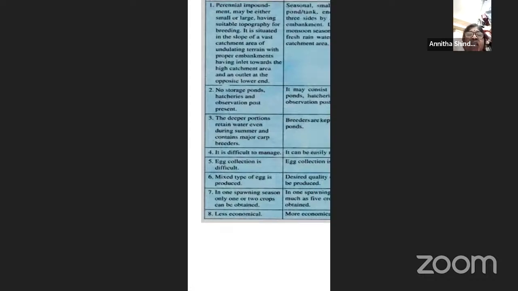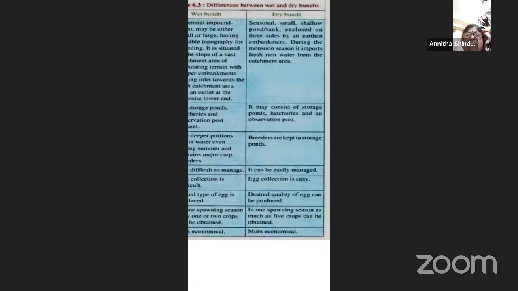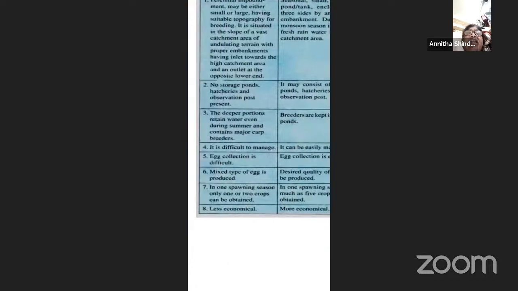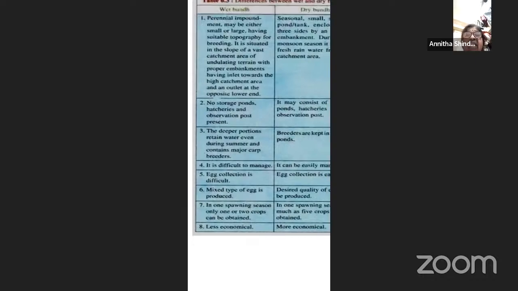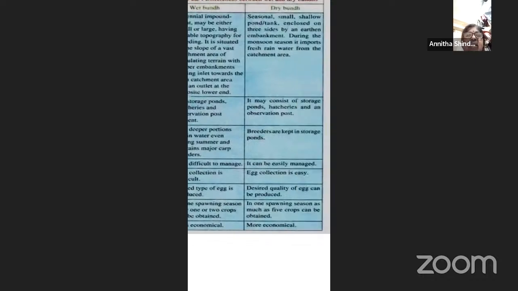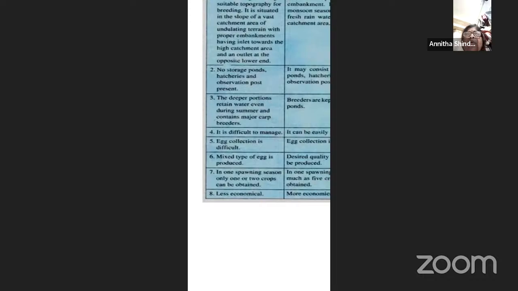Which one? Your wet bun. Whereas it can be easily managed because it is in our hand, we can easily manage them. Then egg collection is very, very difficult in the wet bun, whereas egg collection is very easy in a dry bun. And here mixed type of eggs are produced.